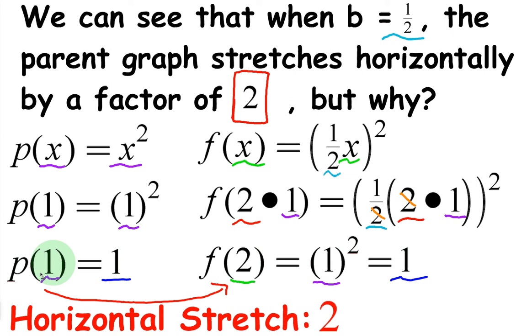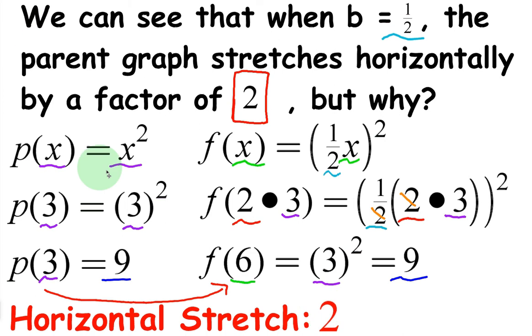So just like I showed before, p of 1 is 1 because 1 squared is 1. But since we have a 1/2 here, in order for the y value to be 1, the input has to be 1, so this must be equal to 1. So we'd have to multiply 1/2 by 2. Or in other words, 2 times 1, the original x value, 1. The halves will cancel, and 1 times 1 is 1, and 1 squared is 1. Therefore, the original x value was multiplied by 2 to achieve the same y value. Therefore, the horizontal stretch is 2.